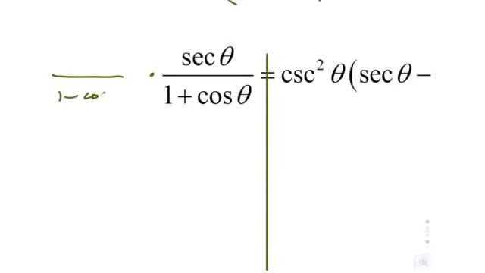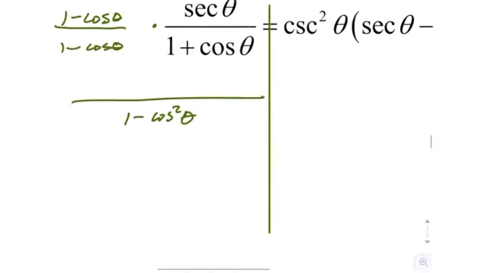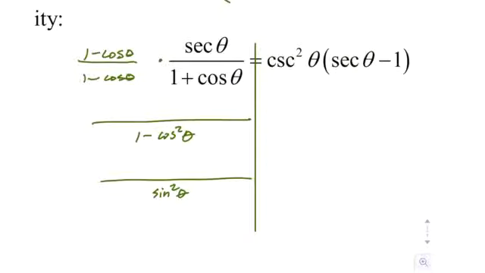1 minus cosine of theta, 1 minus cosine of theta. So now in the denominator, we're going to get 1 minus cosine squared of theta. And I'm just kind of looking ahead. I'm not worried about the numerator. That's going to lead us to a sine squared. Is that going to be beneficial?